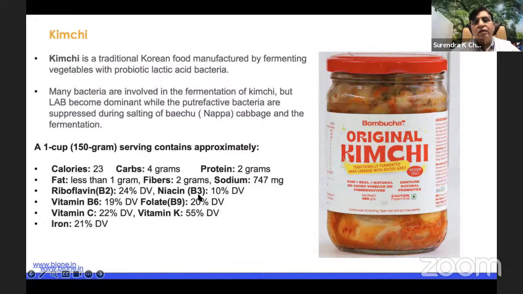You can see the importance of kimchi. Many people who are aware of it, and many nutritionists, recommend kimchi and other probiotic products, but in the majority of cases people are not aware. Besides the probiotic, kimchi is also a very good source of vitamin B2, B3, B6, B9, and iron. 21% of your daily value is covered by a small amount of kimchi. You can use it at lunch or dinner, so this is where you'll be able to get a benefit.